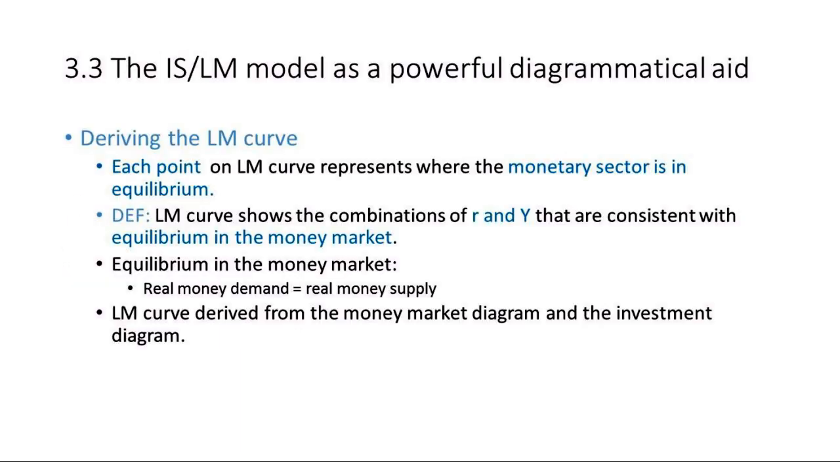The derivation of the LM curve, as we've said earlier: every point on the LM curve represents a point where the monetary sector is in equilibrium. All the combinations of interest rates and income that are consistent with such an equilibrium in the money market. Now we are focusing on the real demand for money and the real supply of money. You can derive this LM curve by using the money market diagram and the investment diagram.